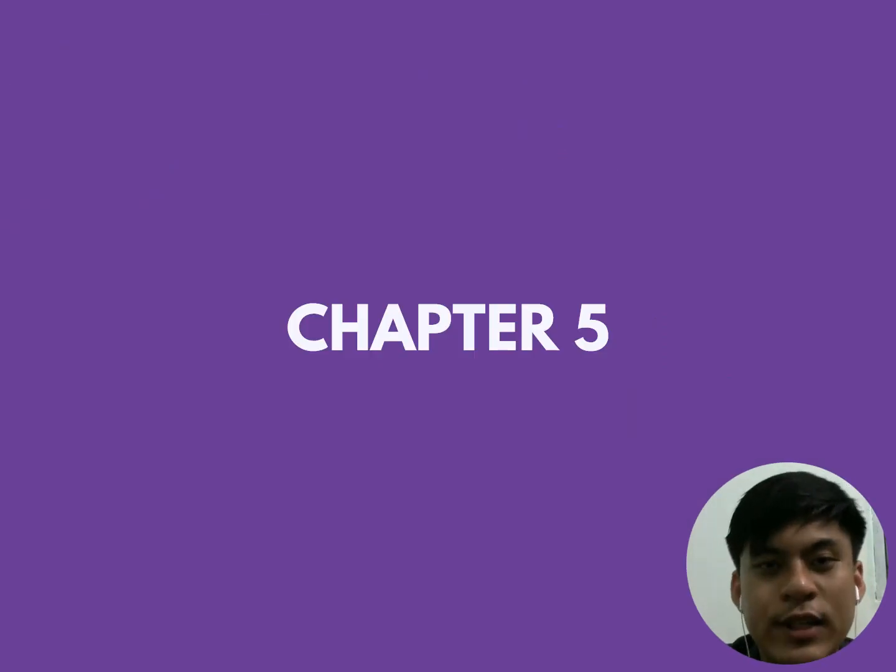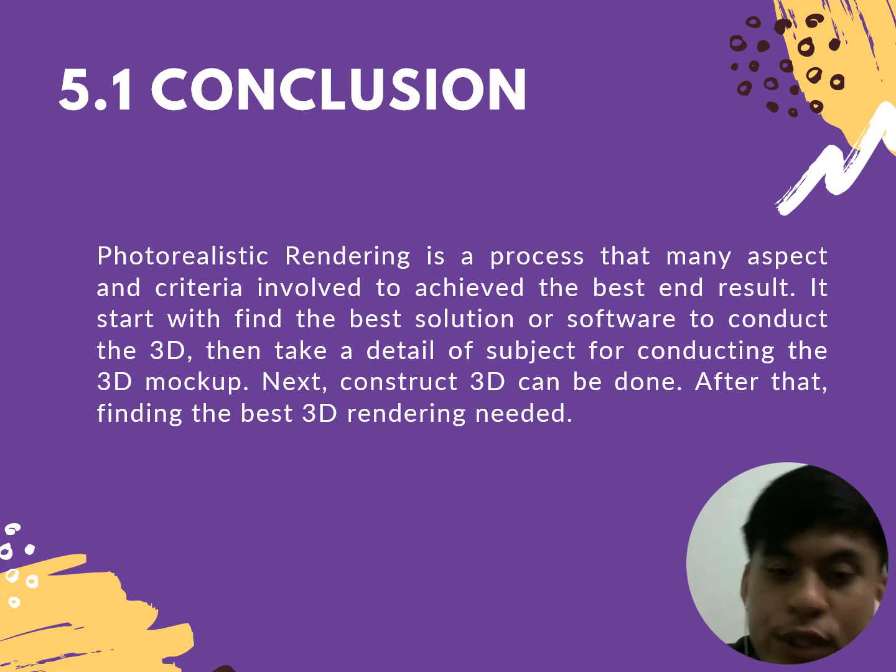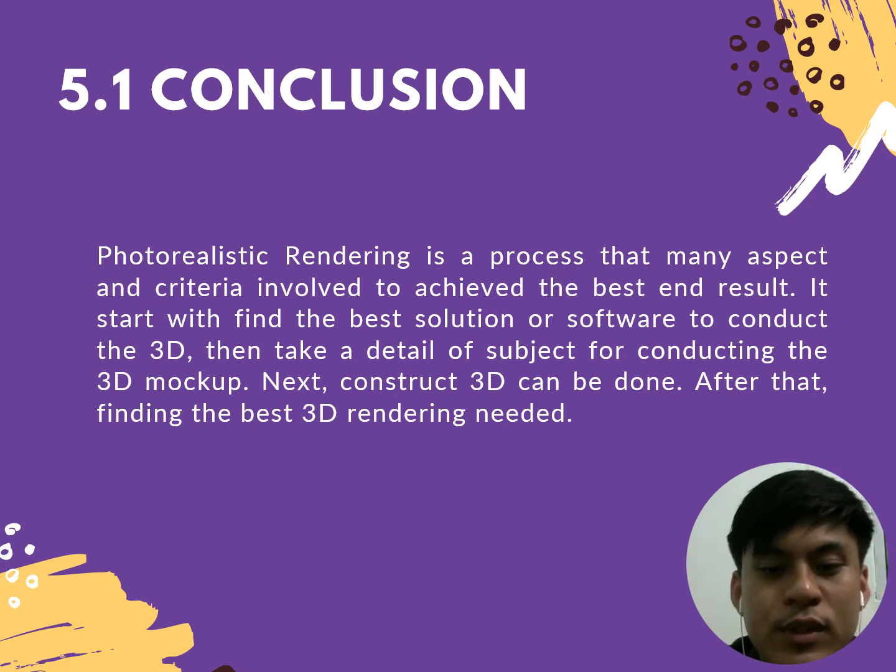Okay, so this is chapter 5. For conclusion, photorealistic rendering is a process that has many aspects and criteria involved to achieve the best end result. It starts with defining the best solution. Okay, then take the details for conducting the 3D mockup, and next constructing the 3D can be done, and after that, finding the best 3D rendering is needed.